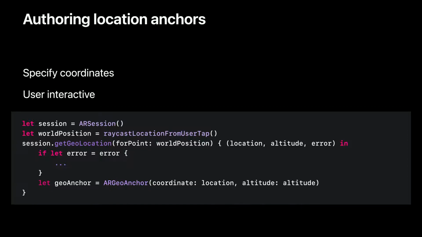We could expand on our app in the future by allowing users to tap the screen to save their own point of interest. Get geolocation for point on ARSession allows us to get geographic coordinates from any world point in ARKit coordinate space. For example, this could have come from a raycast or a location on a plane.